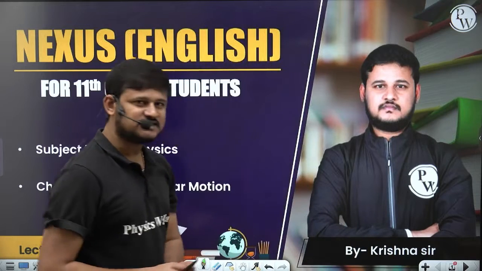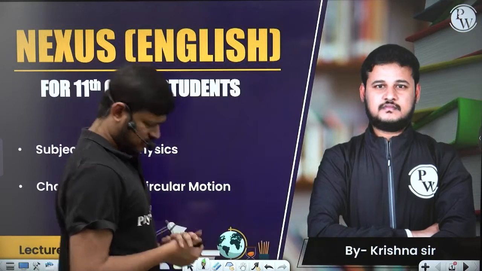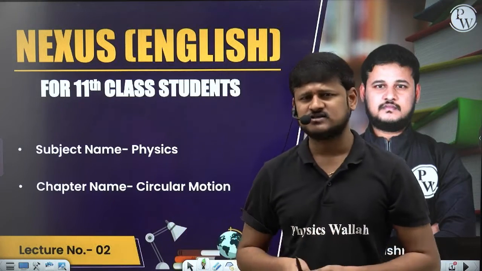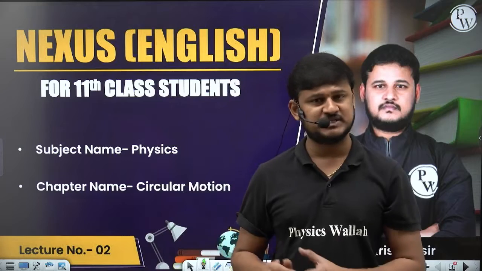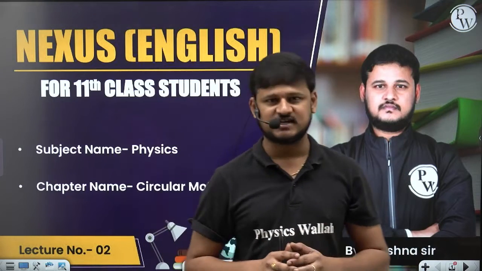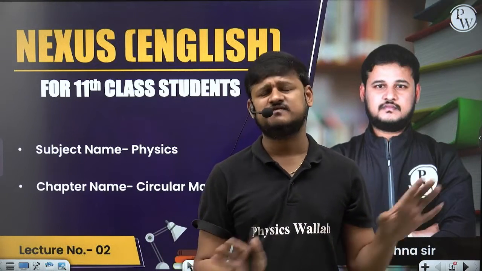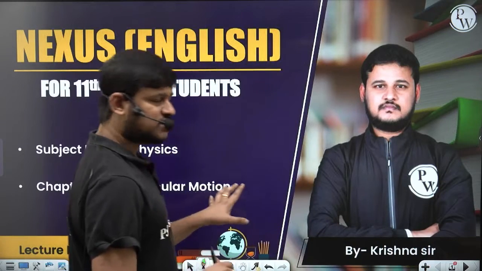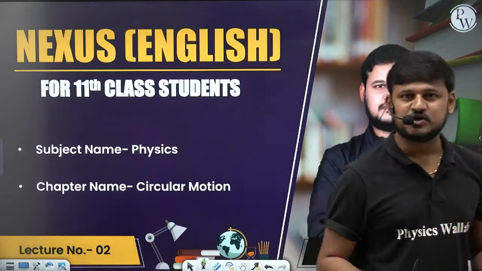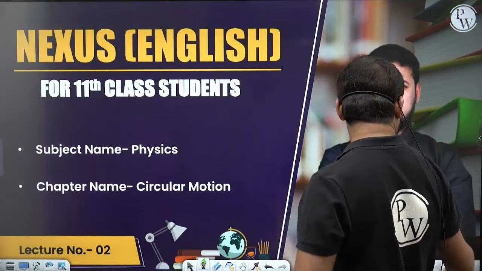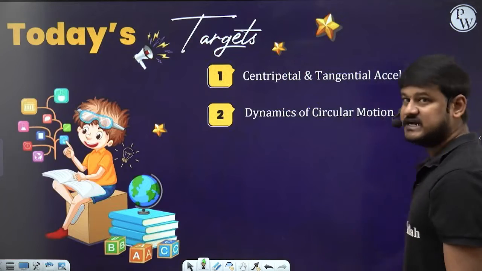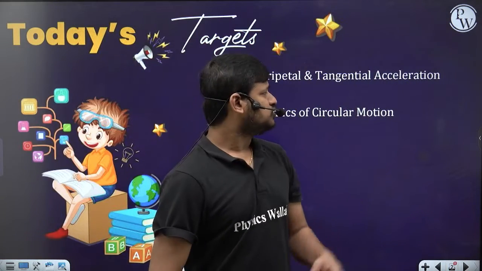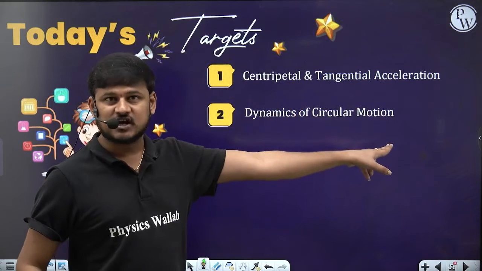So in the last session of circular motion, we just introduced the basic terminology related to circular motion. So what is angular displacement, angular velocity, angular acceleration? These are the basic terms, and we have seen some previous year questions related to that, right? So in continuation of circular motion, we are going to start lecture number 2 today. In lecture number 2, we'll study the centripetal and tangential acceleration and the dynamics of circular motion. So from here onwards, the dynamics of circular motion will begin.